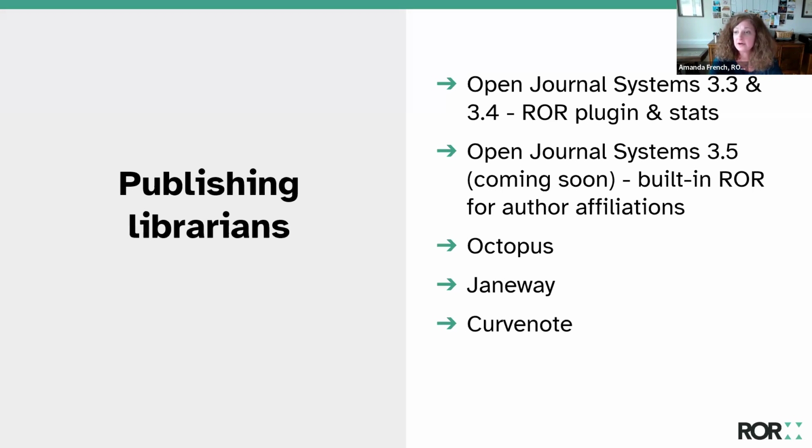And then in OJS 3.5, which is coming either late this year or sometime next year, ROR is going to be natively built in to manage author affiliations in the same way that Dryad does. So that's going to be a really big feature for OJS 3.5. So in short, to sum up, there are many uses for ROR and many essential library systems that use ROR.